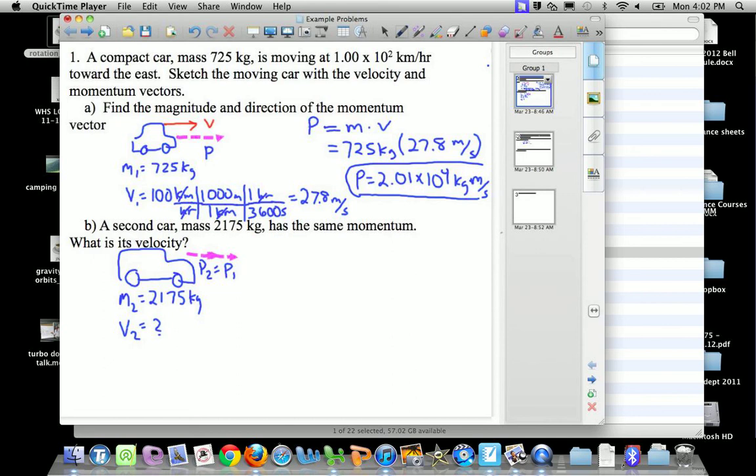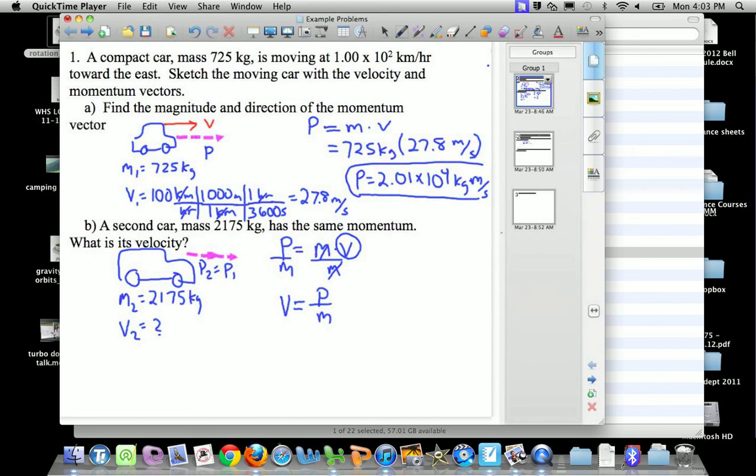Now, we're going to use the same formula we did for part A. Momentum equals mass times velocity. We want to solve it for velocity. So I'm going to circle the v. That's what we're solving for. So we're going to divide both sides by m, by the mass. Mass cancels out there. So you end up with v equals p over m, or velocity equals the momentum divided by mass.